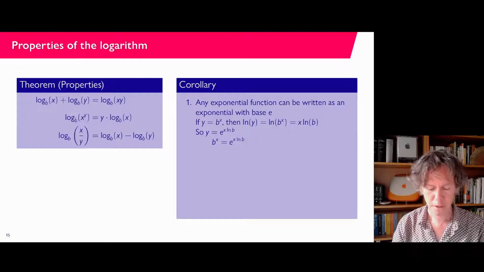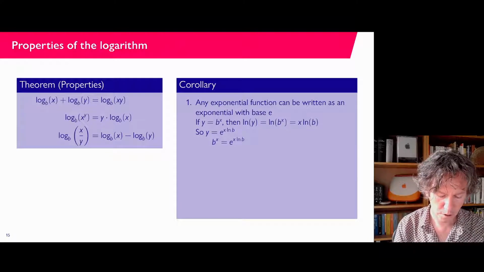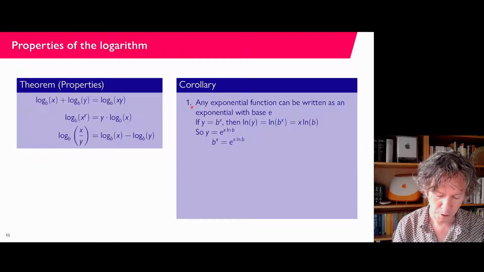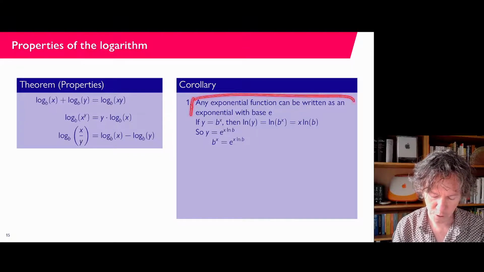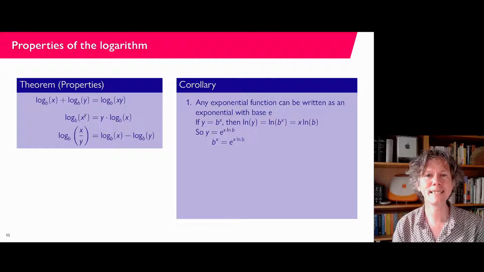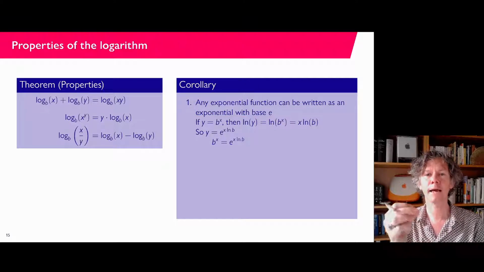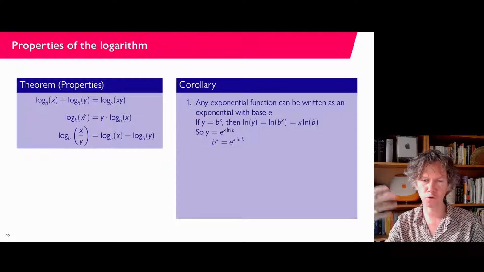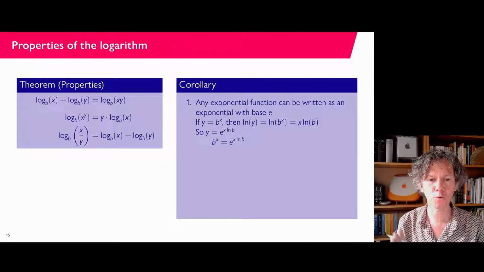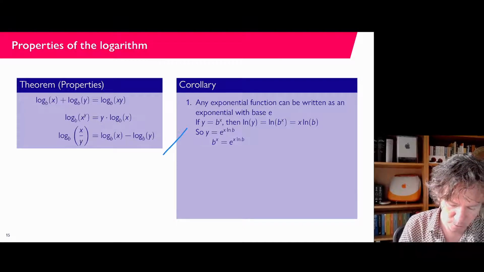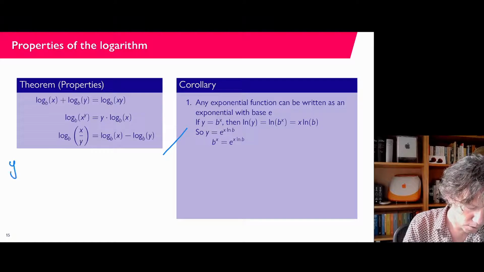So here are those properties of the logarithm again. And here is an important corollary. Any exponential function can be written as an exponential function with base e. What that basically tells us is that we only need to be able to work with e to the power x, and any other 10 to the power x, 4 to the power x, or whatever to the power x, we can always rewrite that. And that is being done here, but let's look at that together.